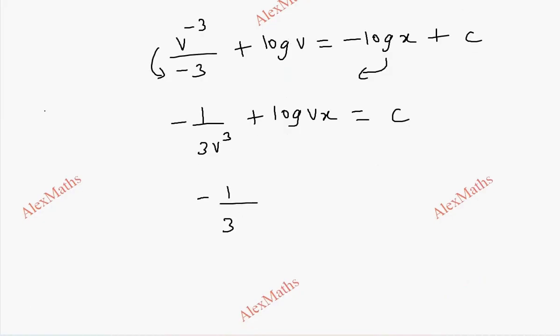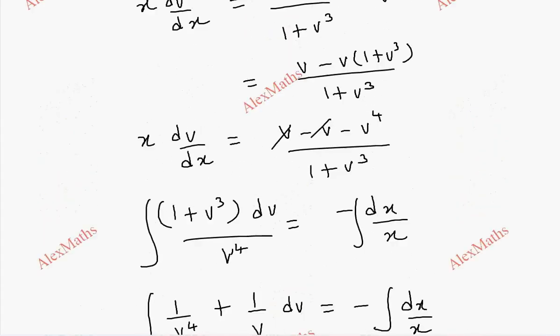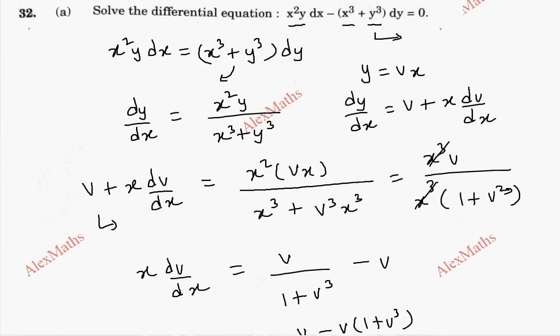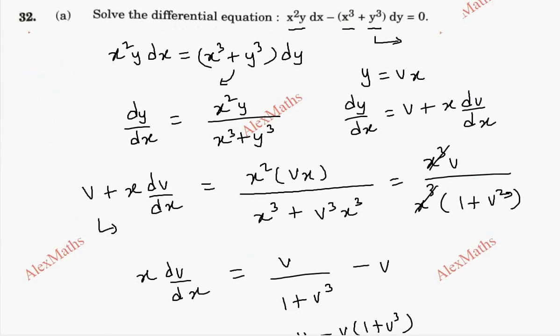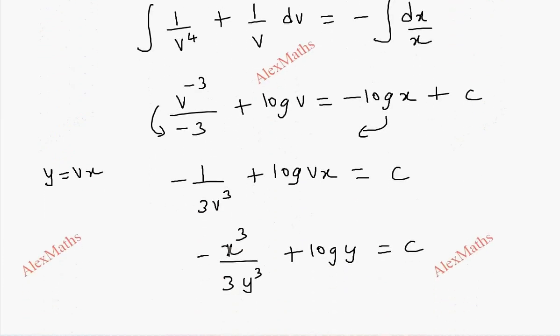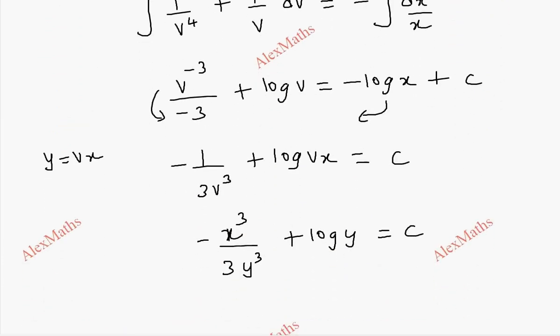V is from our substitution, we took y equal to vx. So v is y by x. So this is y cube by x cube, that x cube can be taken to the numerator, plus log y equal to c. And we got the solution. There is no condition given to find c, so we can leave the answer as it is.